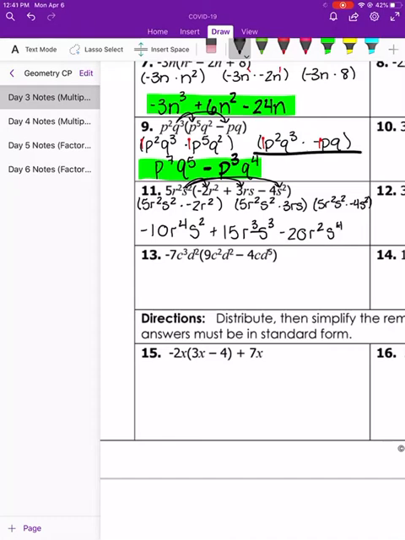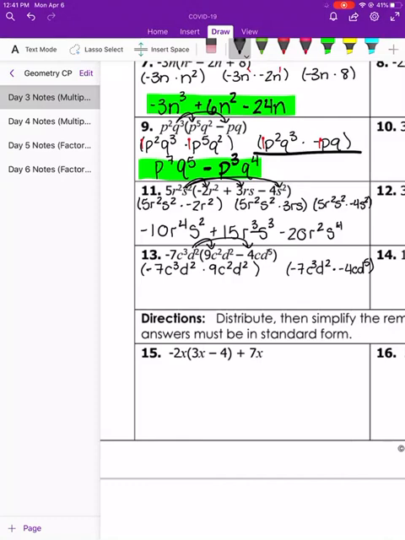So for 13, I'm going to distribute negative 7c cubed d squared to both of these terms. So you'll get negative 7c cubed d squared times 9c squared d squared. And then my next one will again be negative 7c cubed d squared times, this time, negative 4cd to the fifth. Okay?